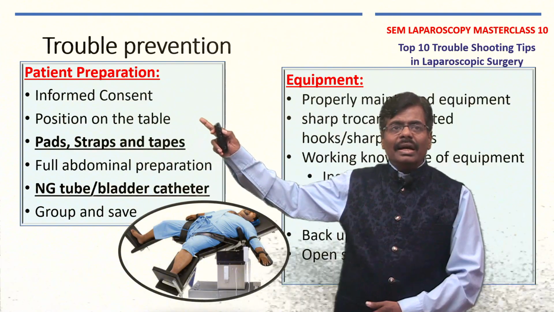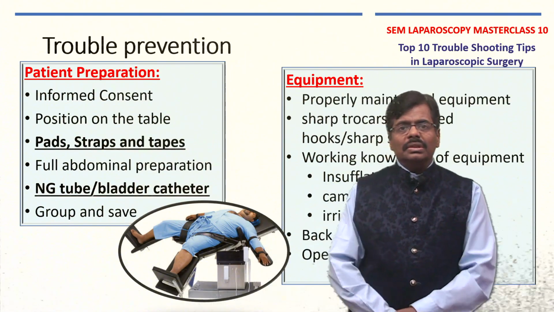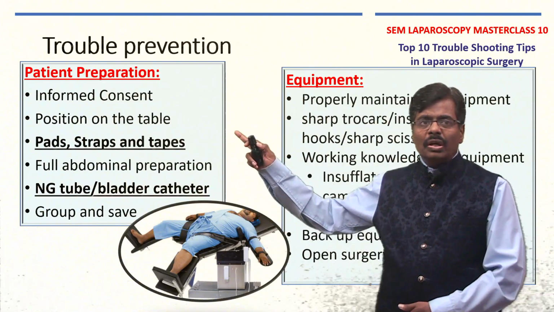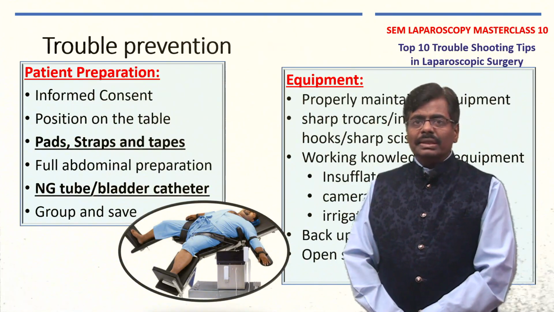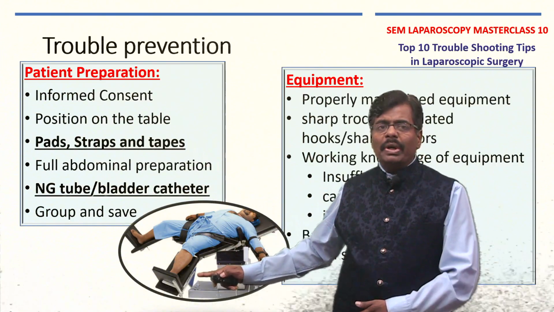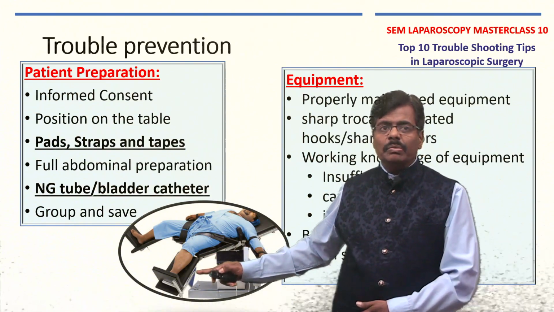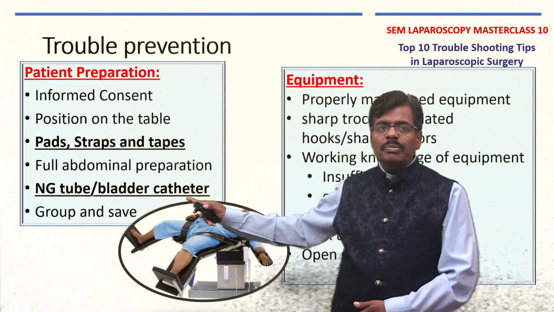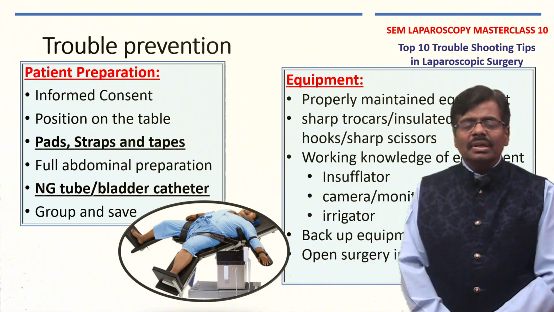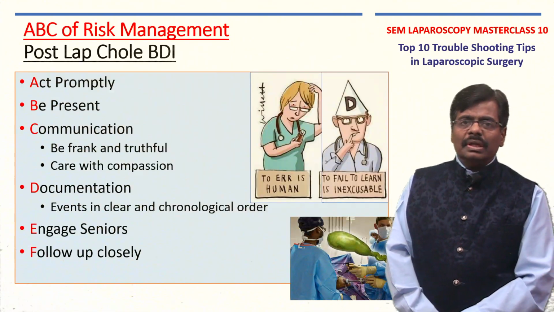Always get a consent, including a 2 to 5% chance of conversion in difficult cases, and position on the table. You need to tell the anesthetist, and you need to strap and pad the patient properly, otherwise the patient may fall off the table. And the importance of emptying the bladder and bowel, I told you, and spare equipment, and also working knowledge of all the equipment, are necessary.